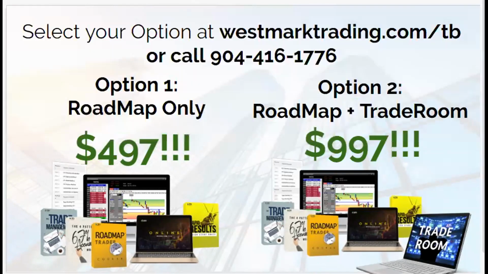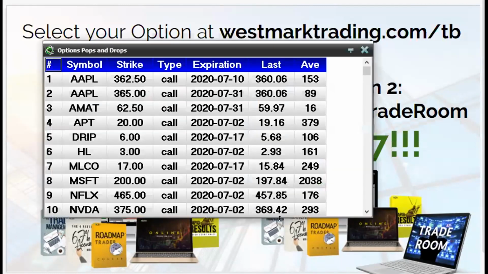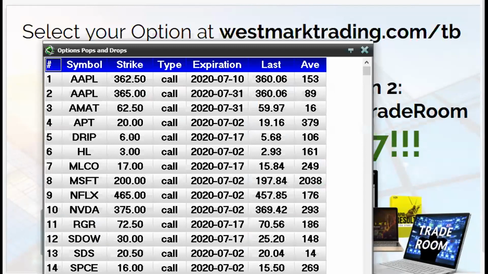Let me just see if I can show you another feature real quick that's sort of cool. This is the one that if you like options, you'll love. Here's the pops and drops feature. And what it's saying today for the pops right there is Apple. You can see it's on there quite a bit.